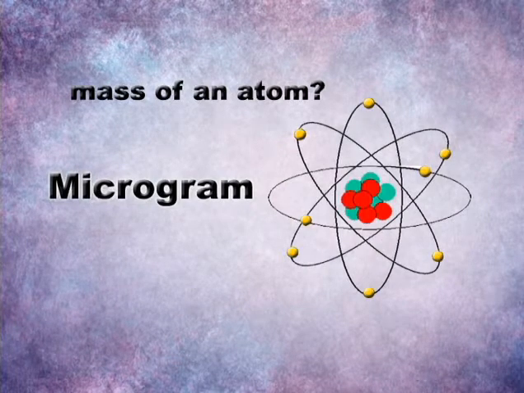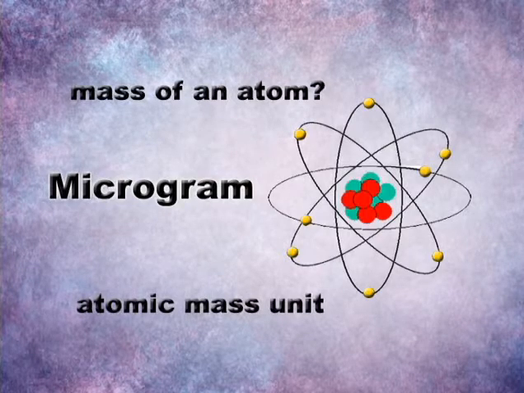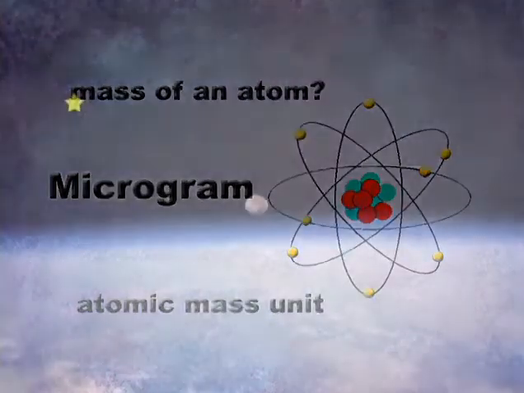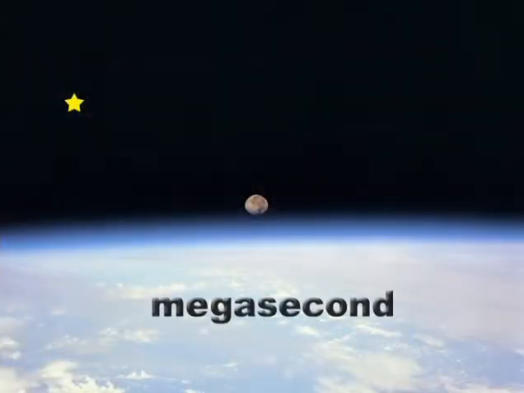In reality, this would still be a very tiny number. For this reason, scientists have come up with a unit just for measuring the mass of atoms. It is called the atomic mass unit. Appropriate name, huh? We will learn more about this later. Finally, to measure the time it takes light to reach the Earth from the nearest star, you would use a megasecond.